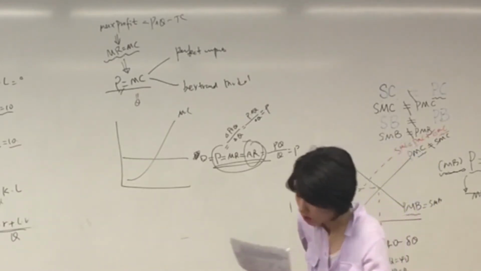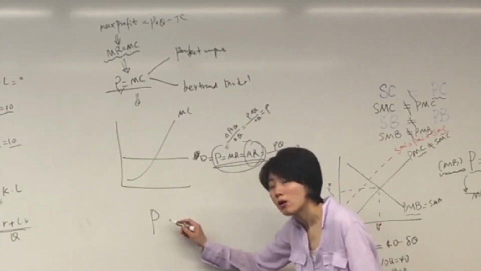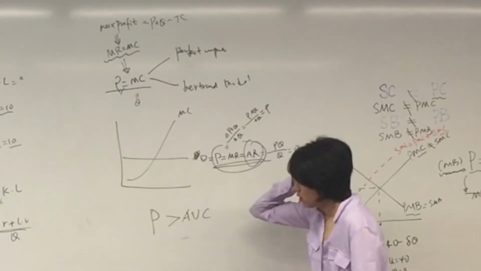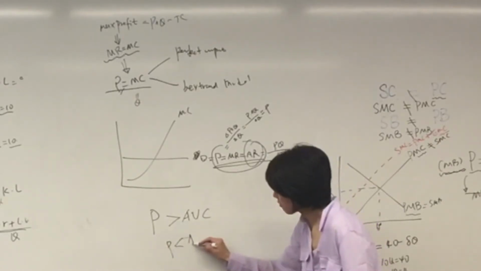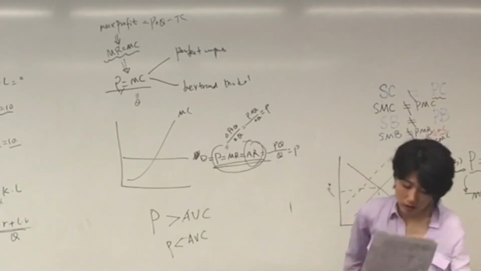Okay, perfect competitive market. And the second one is the short-run solution in a perfect competitive market. Shut down price. When price is above average variable cost, the firm operates. When price is lower than average variable cost, then shut down.